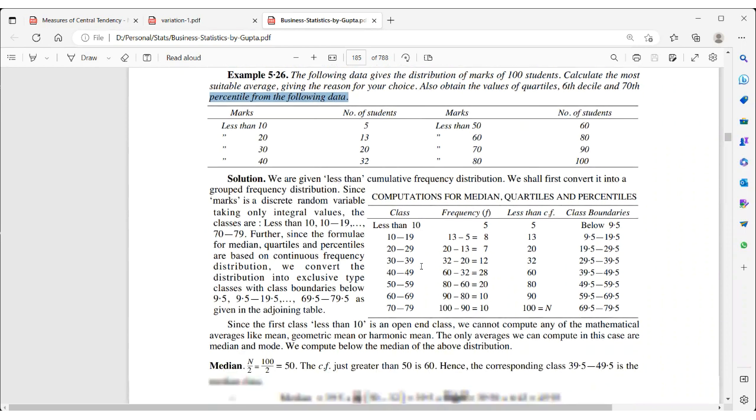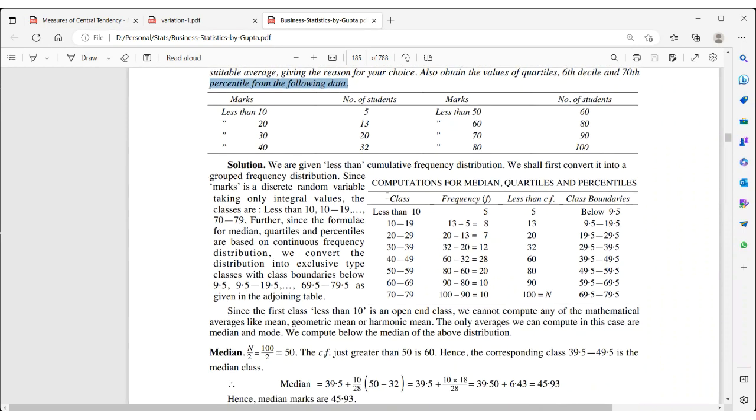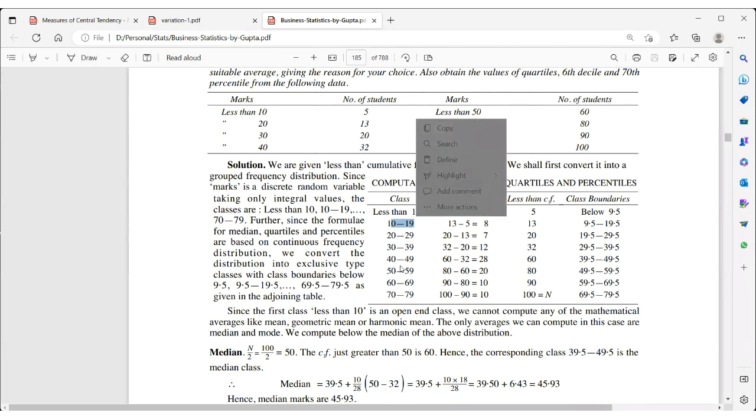See, less than 10, consider from 0 to 10, that is 5. Now, less than 20 is given. That means 0 to 20 is given, right? So what we do, we segregate 10 to 20. Here they write 10 to 19. Less than 20 is 19, but you can take it as 20, no issue in that. Consider it as 20.